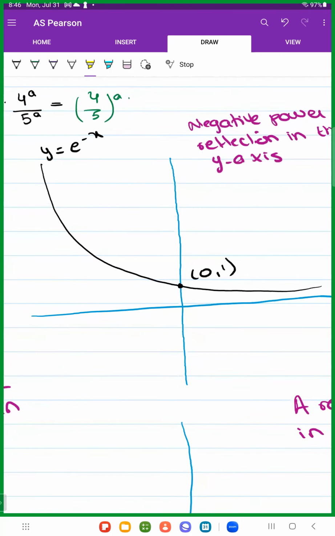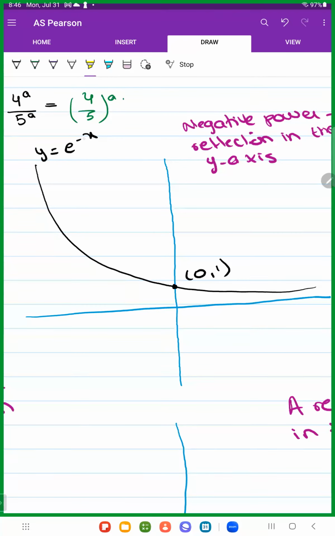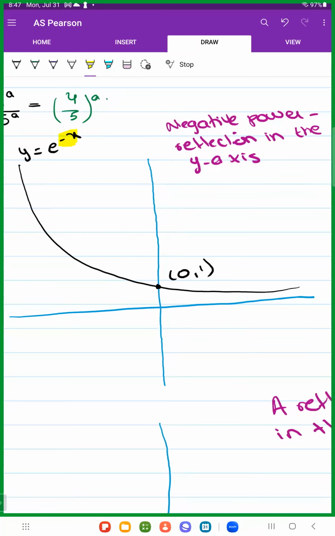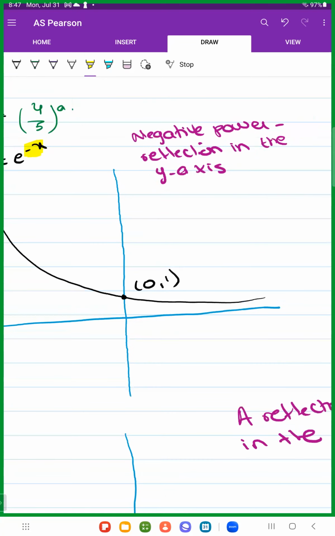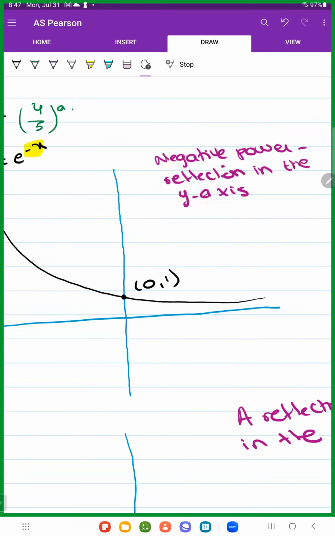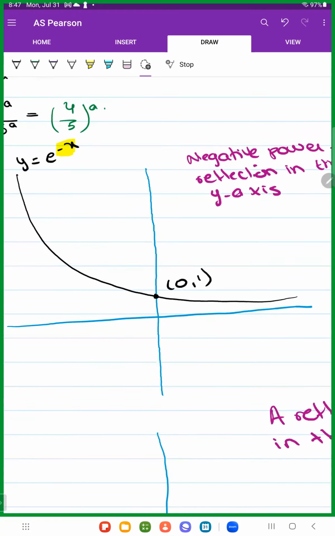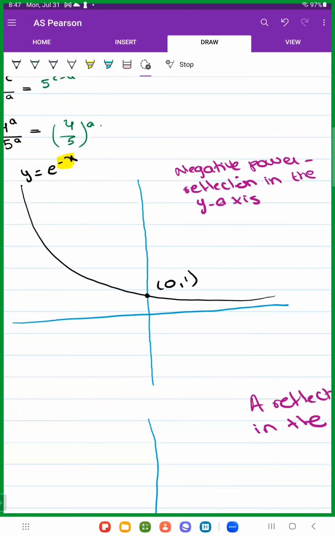Let's talk about e to the minus x. Now what you're looking at, there is a negative in the power. Whenever there's a negative in the power, it's a reflection in the y-axis. What does a reflection in the y-axis mean? Let's look over here. It basically means you're keeping a mirror in the y-axis and reflecting it.